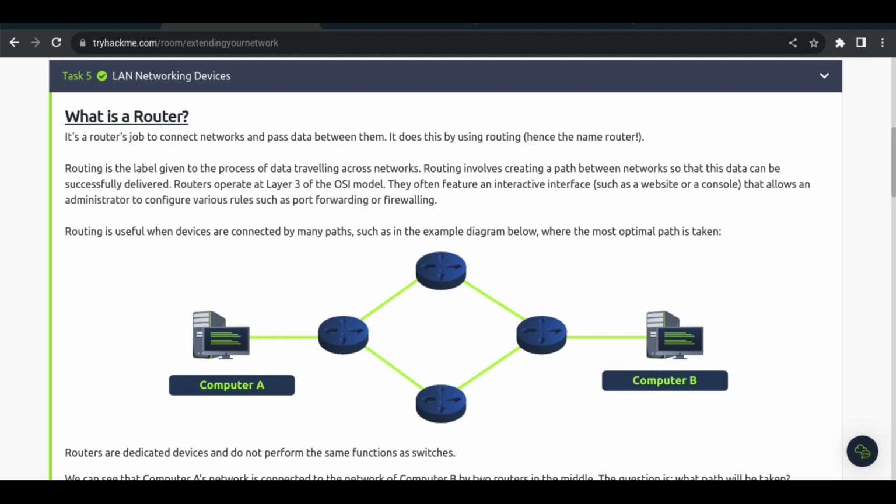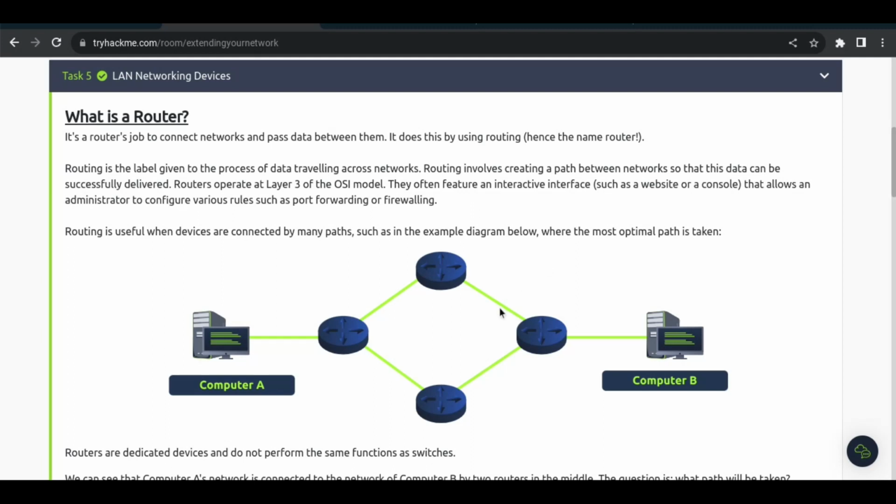Routers operate at layer 3 of the OSI model. They often feature an interactive interface such as a website or a console that allows an administrator to configure various rules such as port forwarding or firewalling.